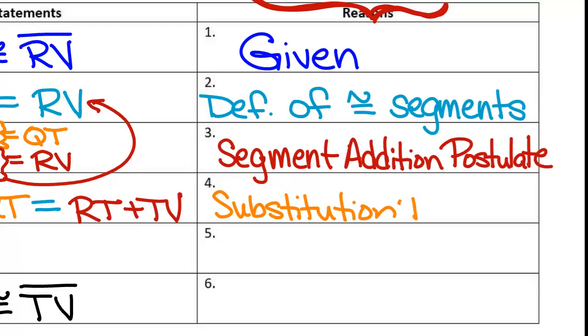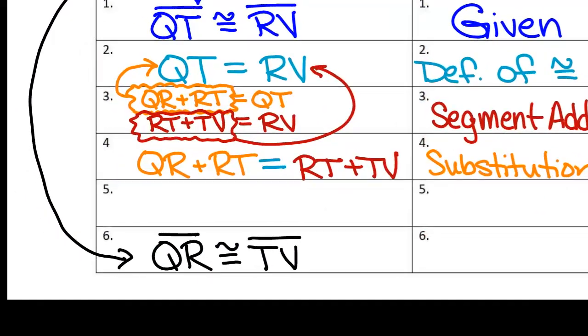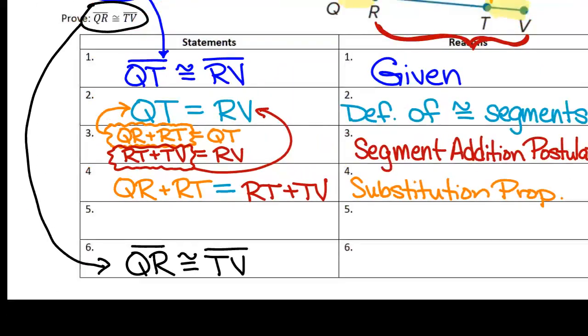That is the substitution property. All right, I've almost got what I want. Here's QR. Here's TV. So I have QR on the left. I have TV on the right.